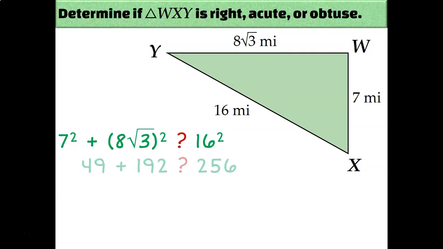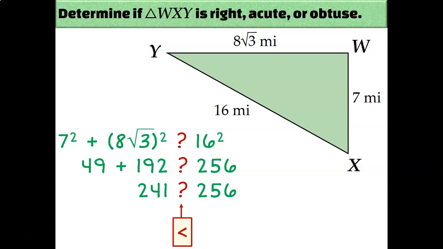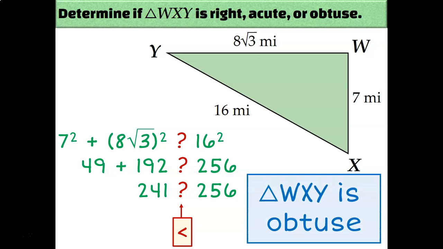7 squared, of course, is 49. And then 8 times the square root of 3 squared. Either type that in the calculator or think about what you're actually doing here. If you square 8, you get 64, and if you square the square root of 3, you just get 3, right? The square root and the square cancel out, so really you're multiplying 64 times 3, and that's how I got 192. If your radical skills are a little rusty from last year, just type it in a calculator. Simplifying, I get 241 on the left and 256 on the right, so that means that it's a less than. A squared plus b squared is less than c squared. So that means that this must be an obtuse triangle.